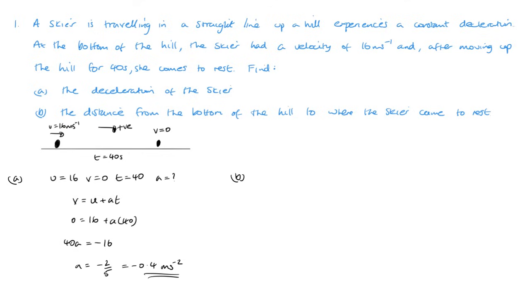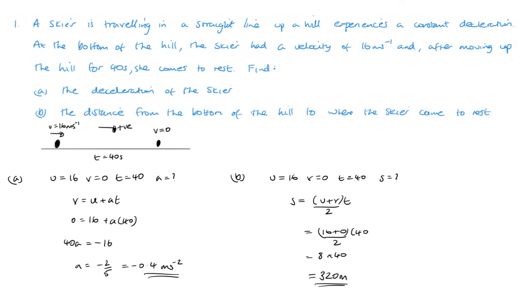Now B, the distance from the bottom of the hill to the top. We know U is 16, V is 0, T is 40, and we want to find S. So that is the formula S equals U plus V over 2 times T. So 16 plus 0 over 2 times 40. That's going to be 8 times 40, and we can do this in your head, it is 320 meters. Okay, and that's it.